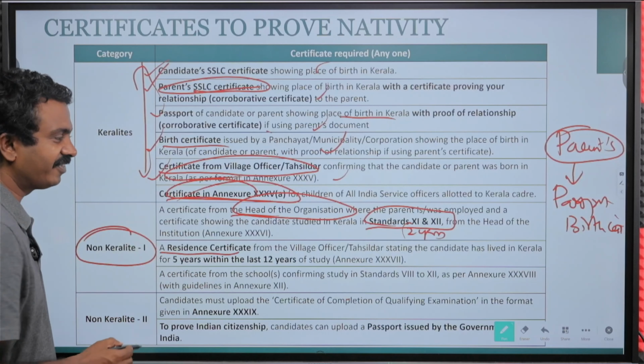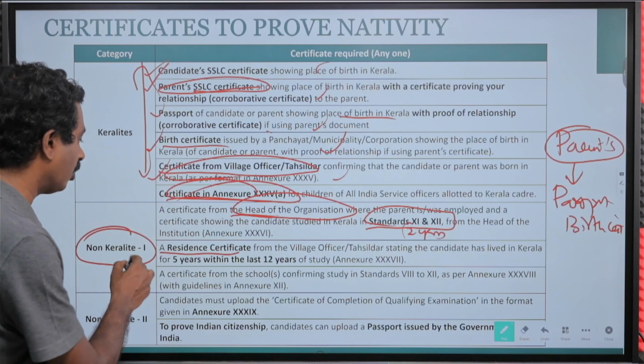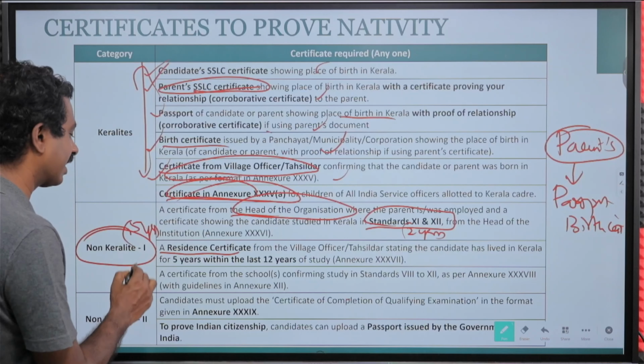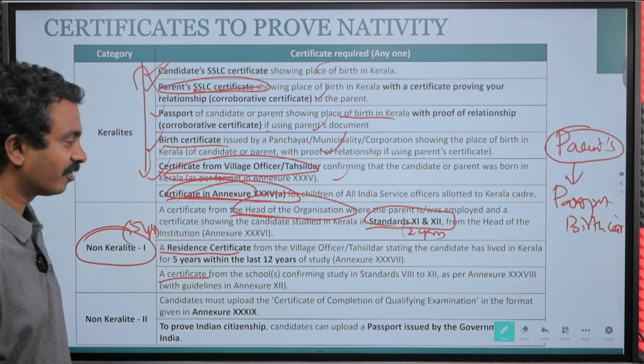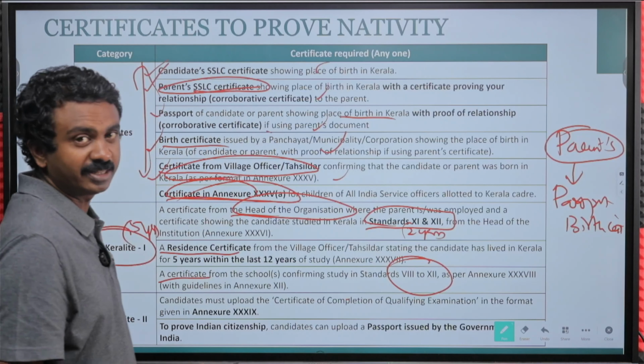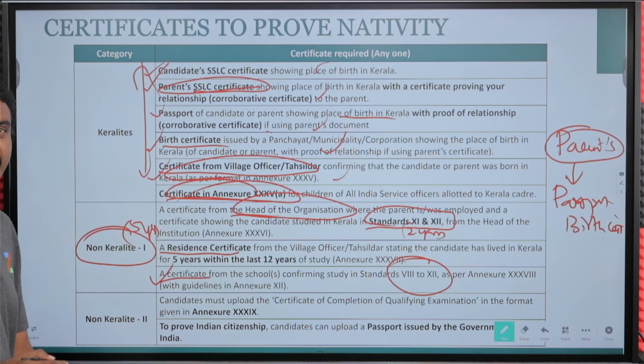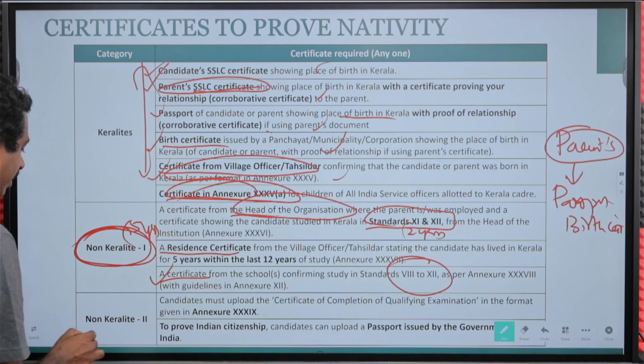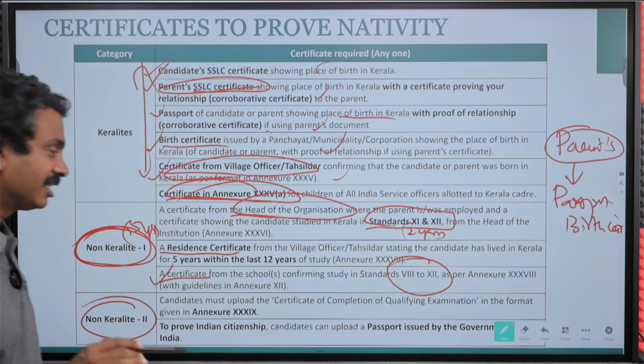A residence certificate from the village officer is also fine if you are claiming the 5 years residence criteria. Similarly, a certificate from the school saying you studied from 8 to 12 is also sufficient, if you are claiming that you studied from 8 to 12. This is for NK1. For NK2, everybody is eligible, as we said.